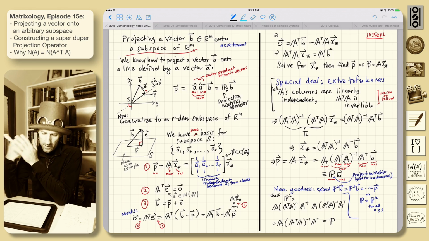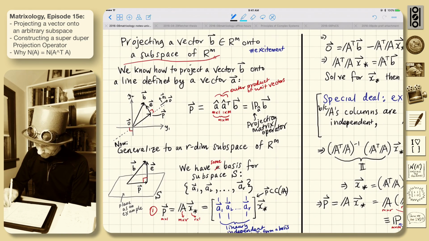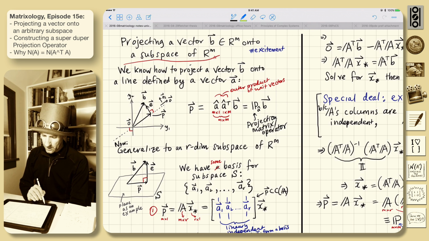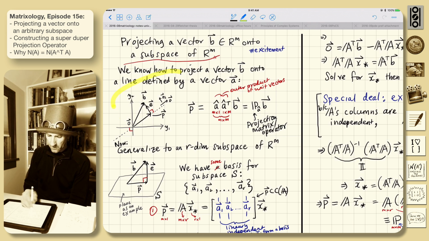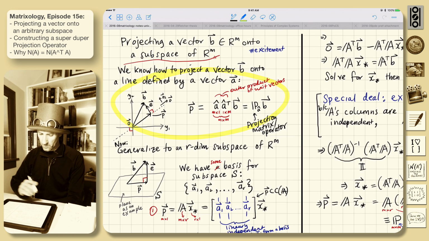So I know this is exciting. A couple of pages here. And I'm just going to talk through these things. So that's what this first piece here is. We know how to project a vector b onto a line. So that's actually projecting onto a subspace, a one-dimensional subspace.